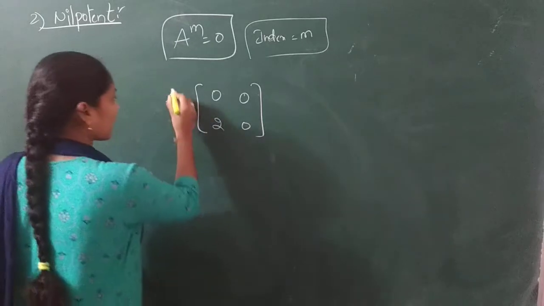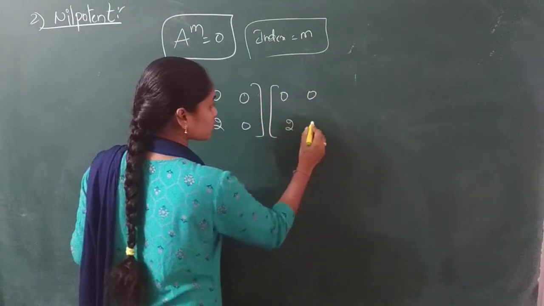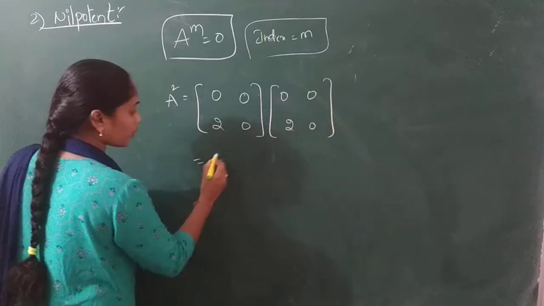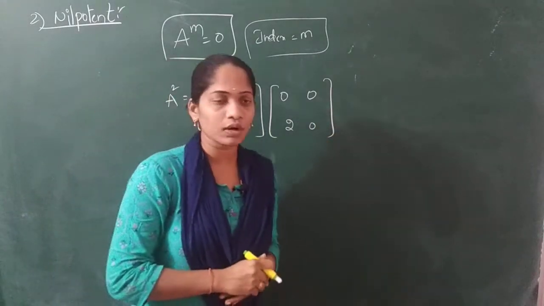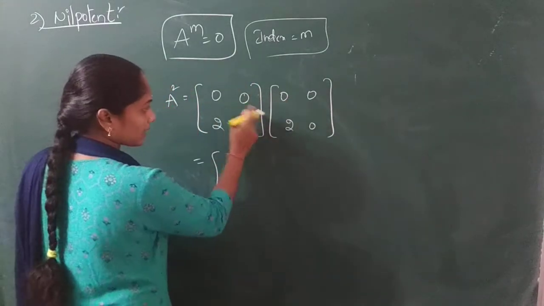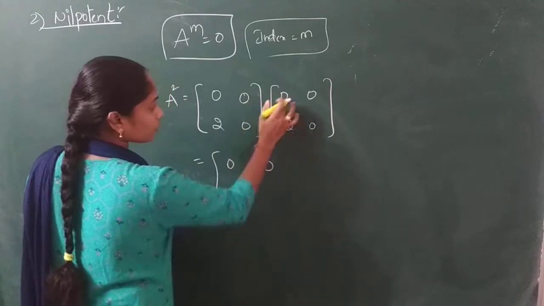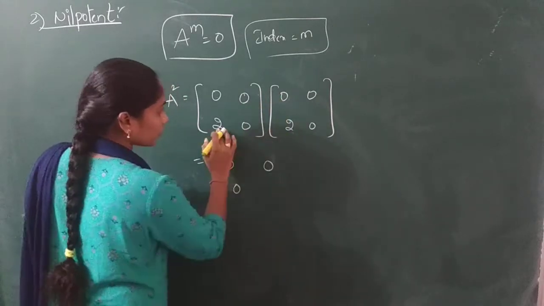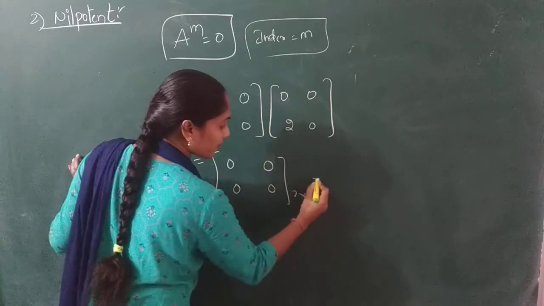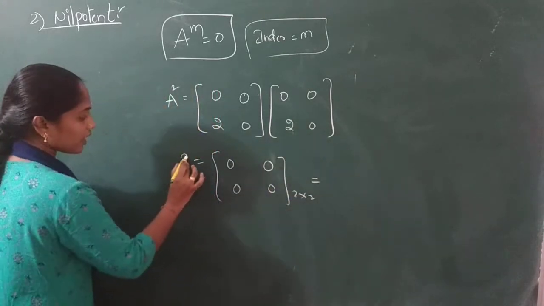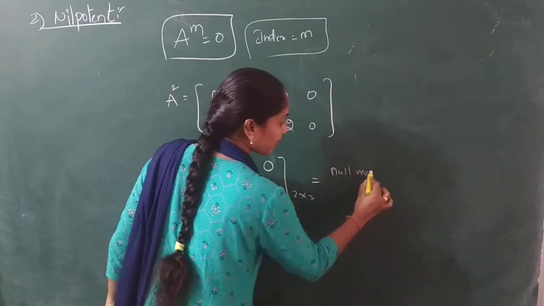So if we check A square, let's see what we get. 0 0 and this is 2 0. So now we have to do the product which is 2 cross 2, which is a square matrix. So no need of the rule. So now 0 and this is 0. So 0 plus 0, 2 into 0 plus 0 into 0, 2 into 0 plus 0 into 0. Yes, it is a 0 matrix, that is a null matrix. Where A square equal to 0, you got a null matrix.